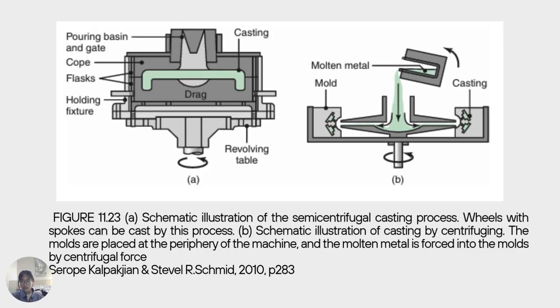This is also an illustration of the semi-centrifugal casting. Wheels with spokes can be cast by this process, and on the B is an illustration of casting by centrifuging. The molds are placed at the periphery of the machine, and the molten metal is forced into the molds by centrifugal force.